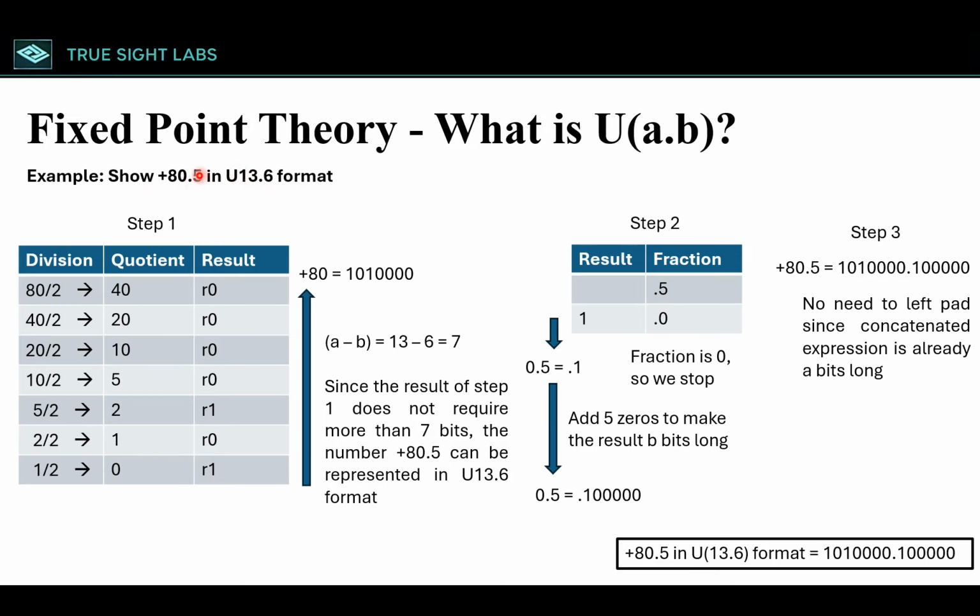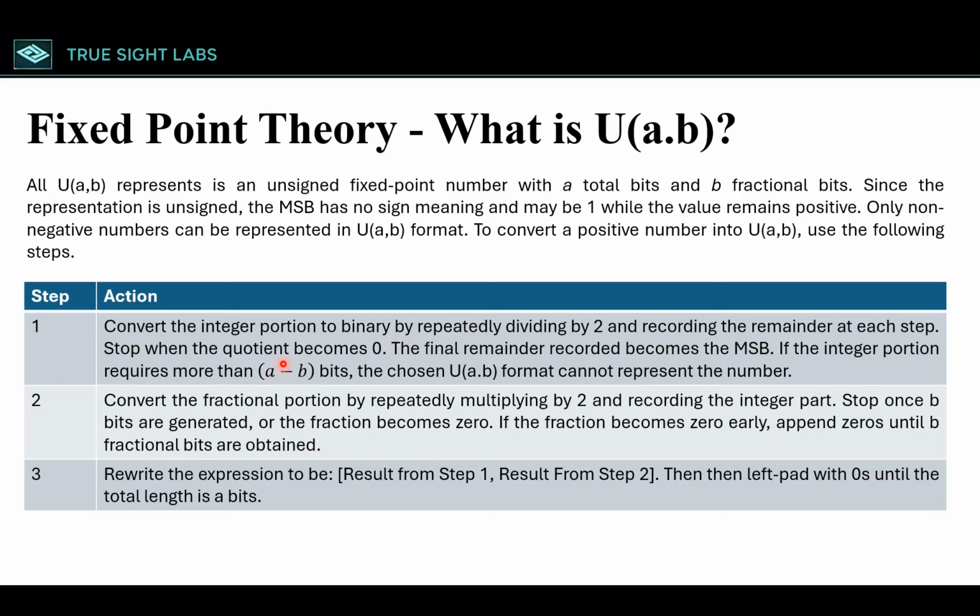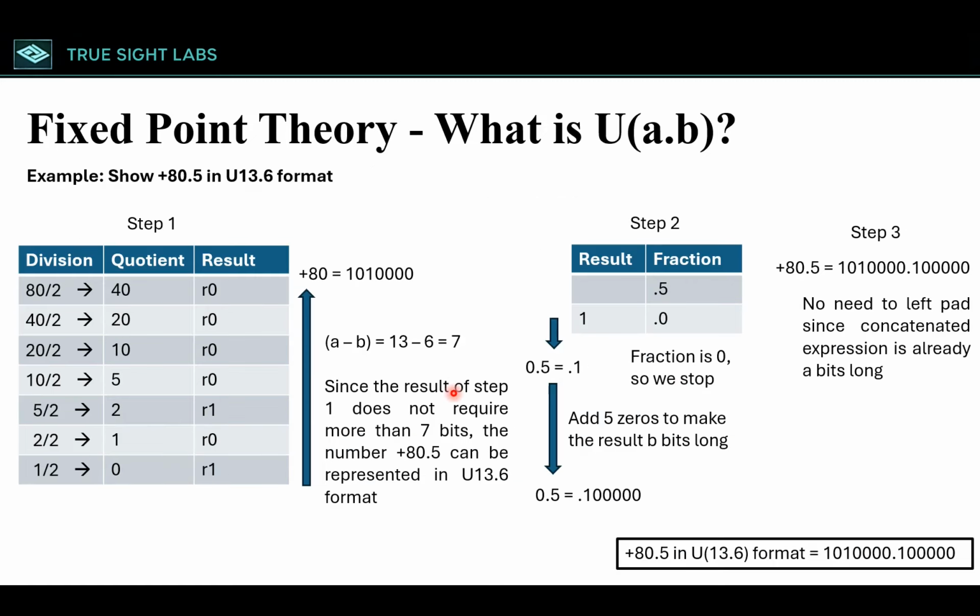Because 80.5 is positive, that's doable. So we do step 1, get to this number. We do the check for its table. In this table, it's this condition that needs to be met. So this was 7 bits. Since the result of step 1 does not require more than 7 bits, 7 bits here is not greater than that number. So we can go to step 2.